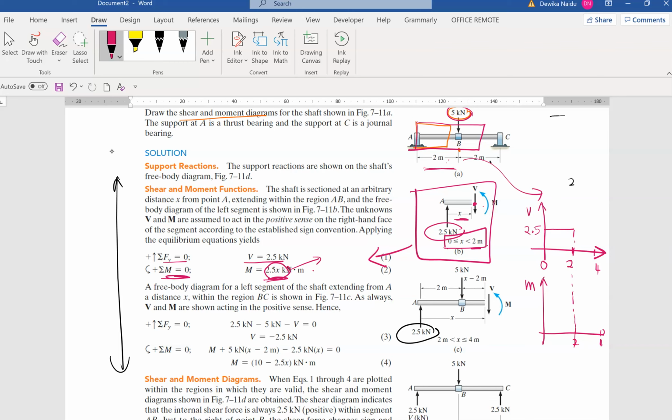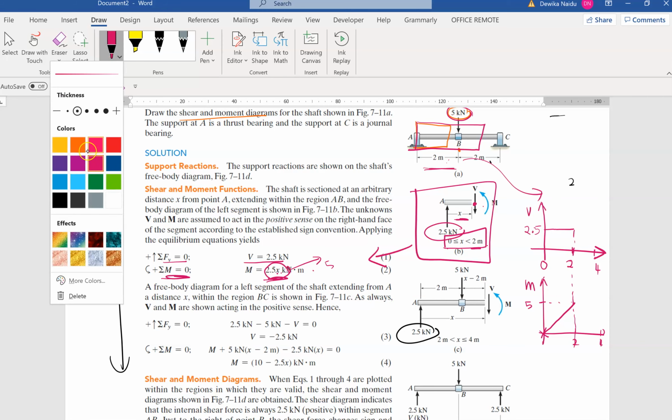So we have 2.5x. At point 0, it is 0. At point 2, this will be 5. So it means the maximum that it goes to is 5. So you draw a straight line, something like this. You get it or not? So that will be the first segment. Okay, you have done the first segment.